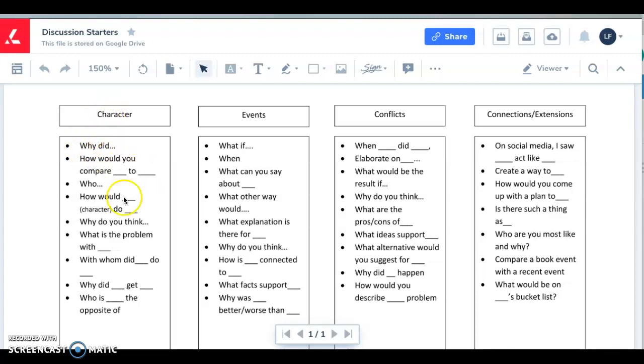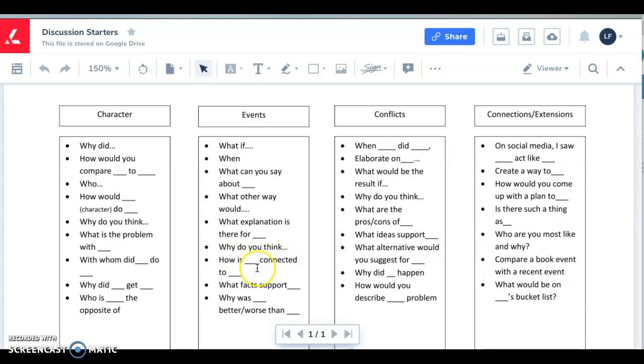I could look at events, like what if this happened to this character? Or what if this happened in the book? What would that change? But I like some of these other ones better that don't have the ellipses. What explanation is there for Star not liking the party, or Star getting in the car with Khalil, if we were using The Hate U Give as an example?